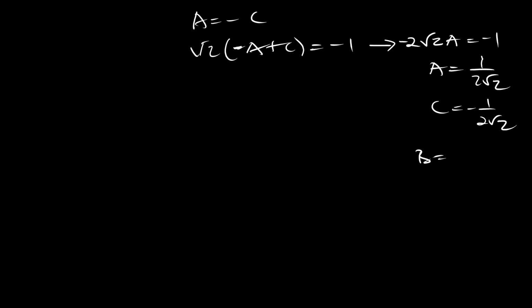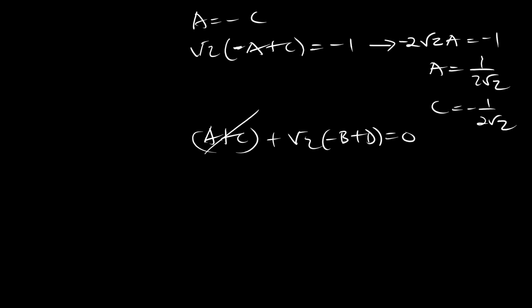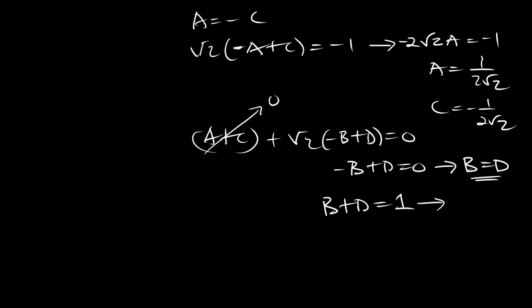B is equal to, let's wait a minute there, because we had ascertained that A plus C plus root 2 negative B plus D would be equal to 0, and since this also goes to 0, then it means negative B plus D would be equal to 0, meaning that B is equal to D. One crucial thing to note for us is that B plus D is equal to 1, so that means that B is equal to a half and D is equal to a half.